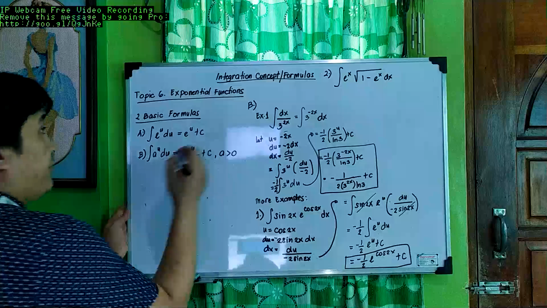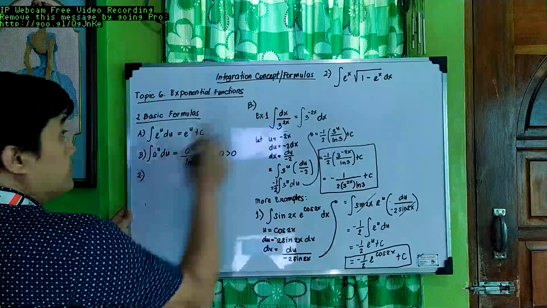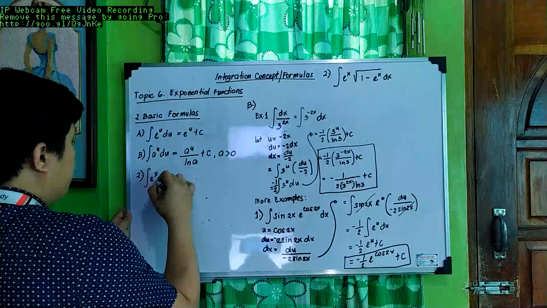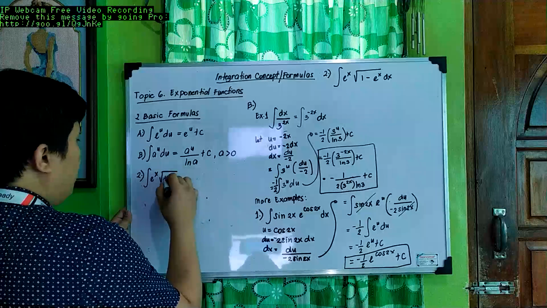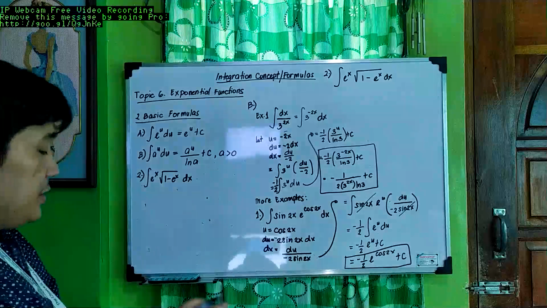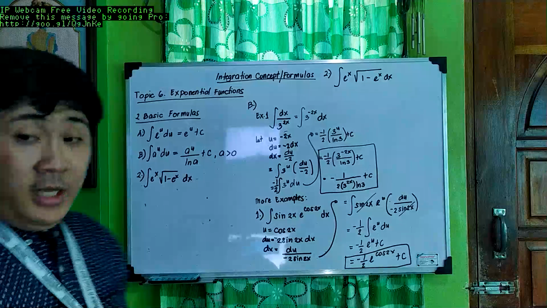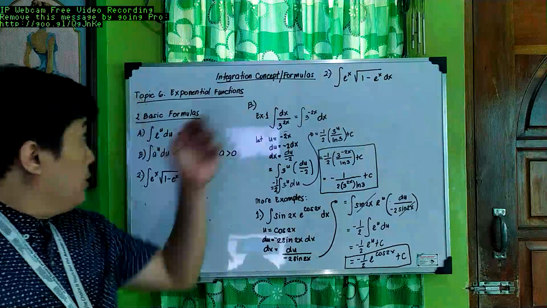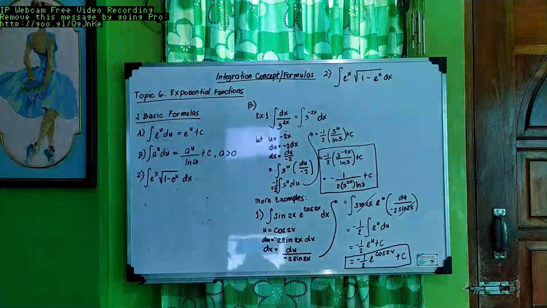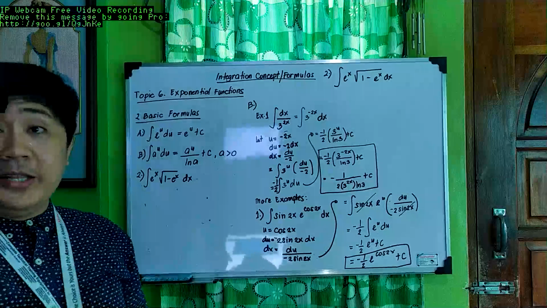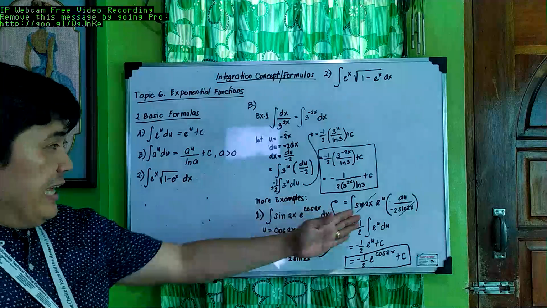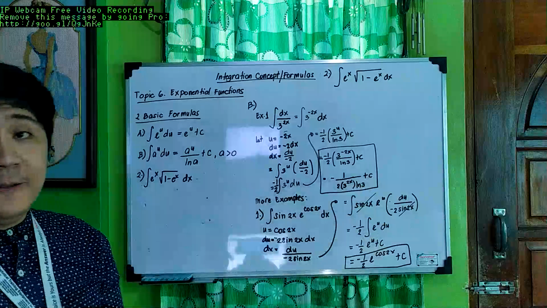So we have number 2, this problem. We have the integral of e raised to the power of x times the square root of 1 minus e raised to the power of x, dx. So the process of this, we are still on the basic concept and formulas. We are not yet on those techniques. So the very rule is to have something to be cancelled. Okay?